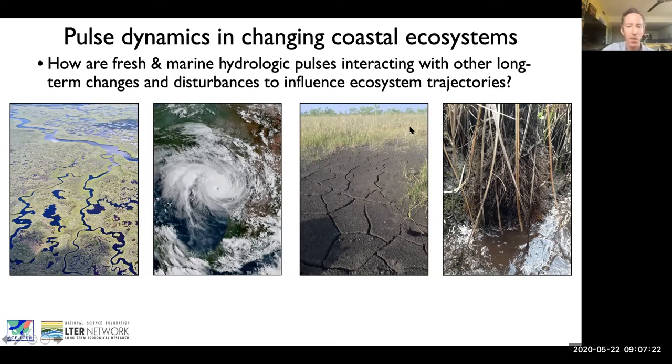negative effects of droughts. However, the last photo on the right shows collapse of soil, a phenomenon called peat collapse, which we're experiencing throughout the Everglades due to saltwater intrusion, which is exacerbated by sea level rise. So our fundamental question is, how are fresh and marine hydrologic pulses interacting with other long-term changes and disturbances to influence the trajectory of coastal ecosystems?